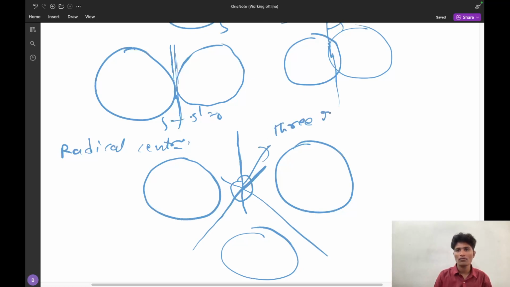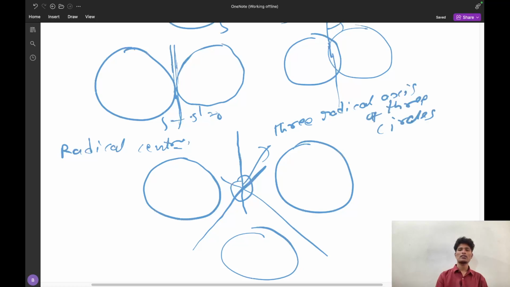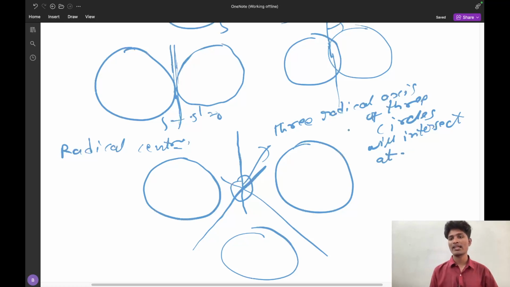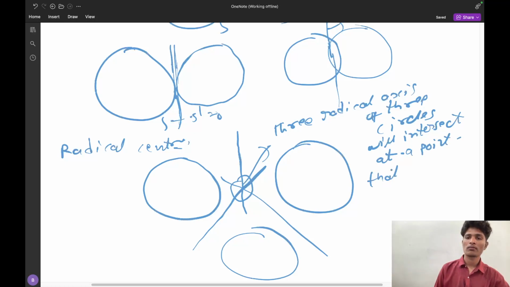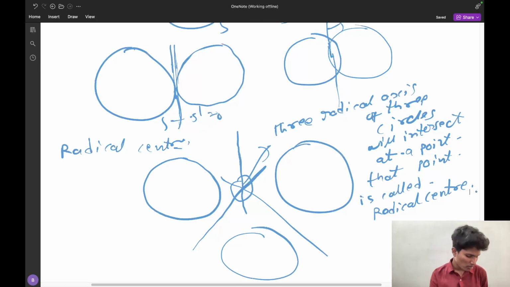The three radical axes of three circles will intersect at a point. That point is called the radical center. Like this you have to visualize.